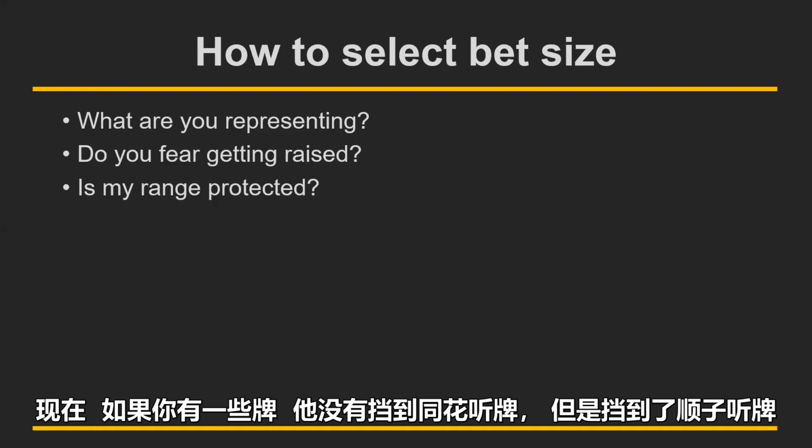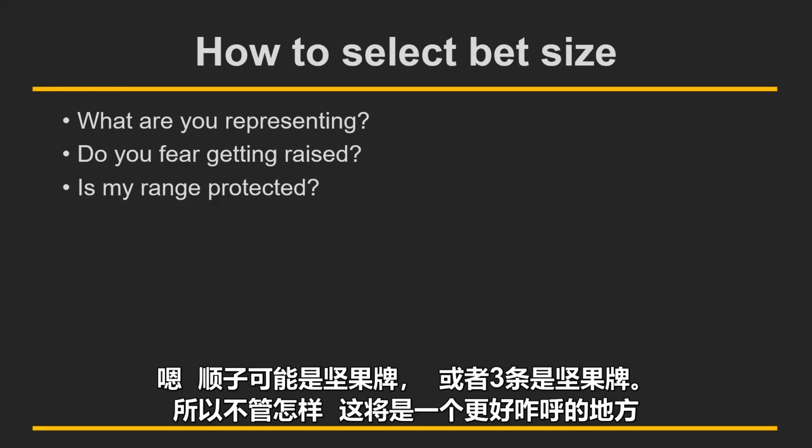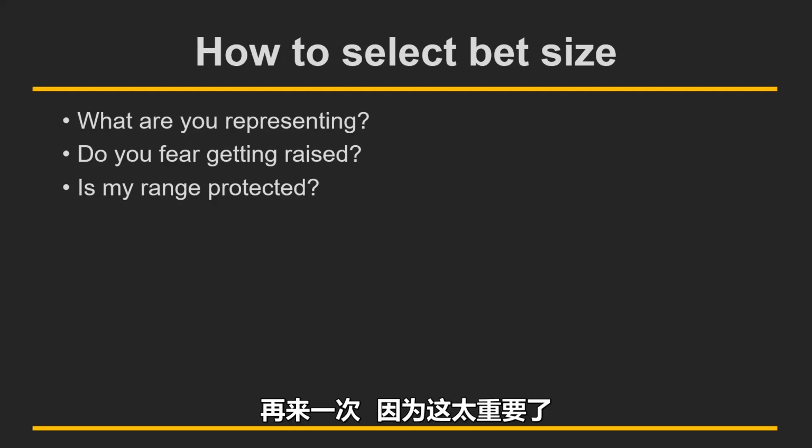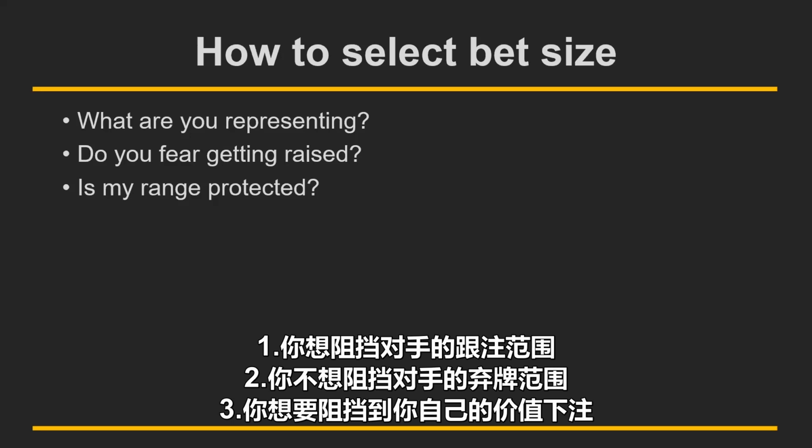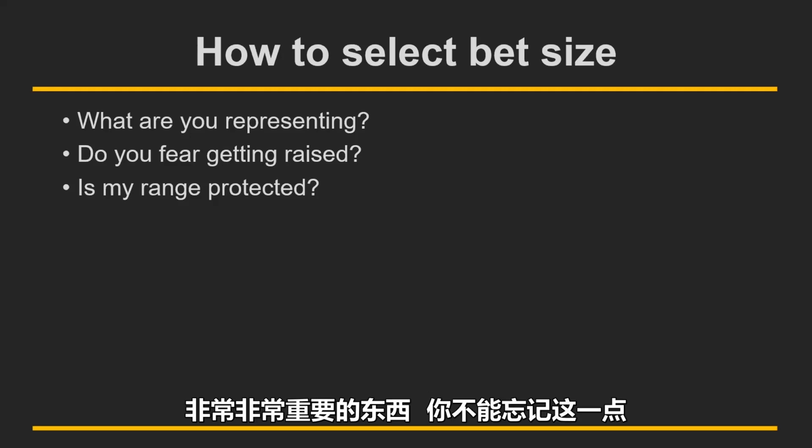Now, if you have some type of hand that doesn't block flush draws, but does block the straight, that is the nuts or whatnot, or the set that's the nuts or whatever, that would be a much better hand to bluff with. So again, one more time, because it's so important. You want to block your opponent's calling range, number one. You want to unblock your opponent's folding range, number two. And you want to block your own value bets, that's number three. Very, very important stuff. You cannot forget that.